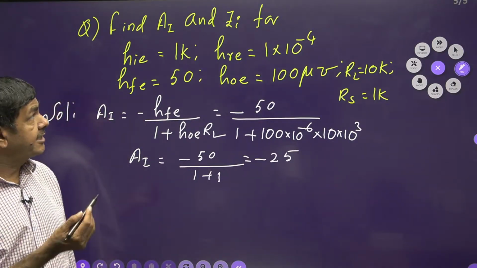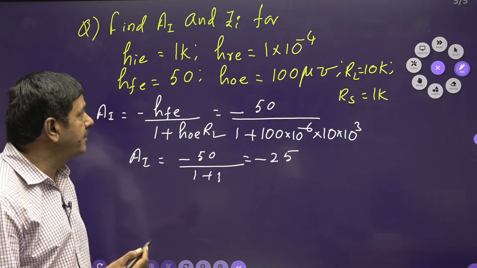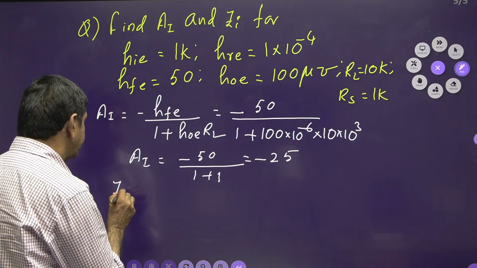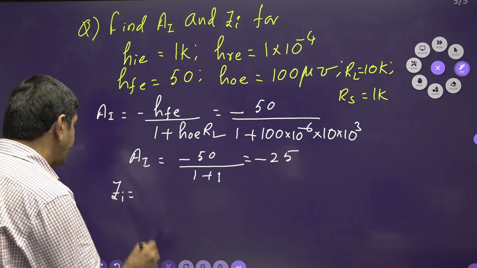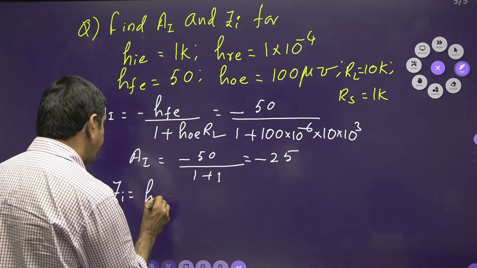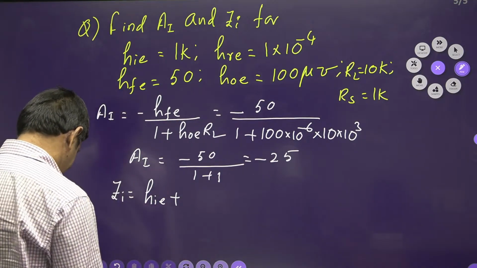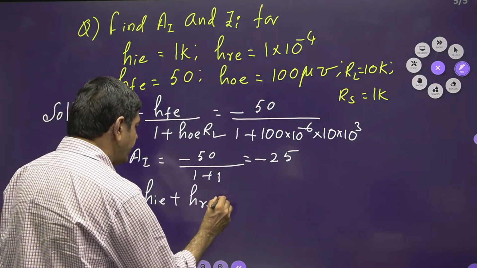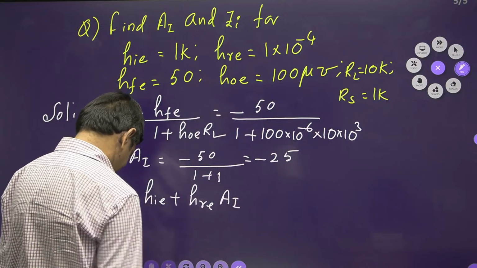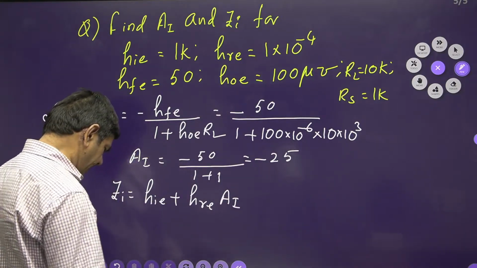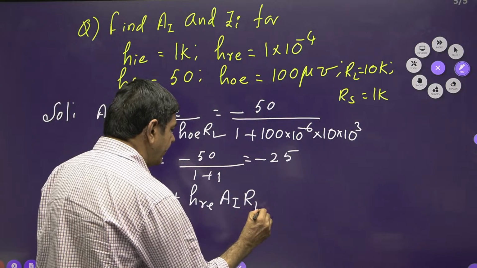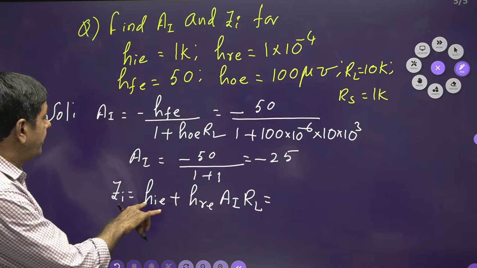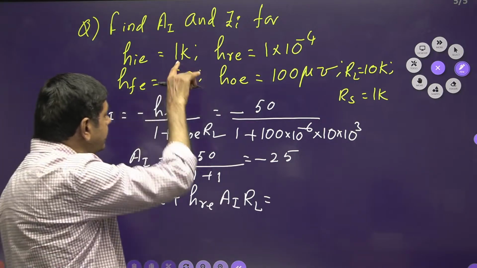And it is also asking to find the input impedance for this common emitter configuration. The input impedance is denoted by the symbol ZI. ZI equals, I already gave, HIE plus HRE into current gain AI into RL. That formula is given already. Direct substitution. We know very well what HIE is. HIE is 1K.